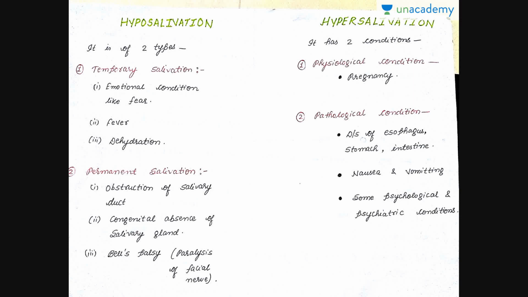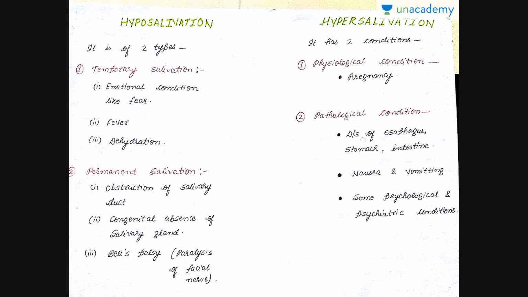First is the physiological condition, and the second one is the pathological condition. The physiological condition, friends, is when the woman is pregnant. So women in the case of pregnancy experience hypersalivation. That is the physiological condition. But what about the pathological condition? This can be the diseases of the esophagus, diseases of the stomach, diseases of the intestine, or in case of nausea and vomiting, or some psychological or psychiatric condition. That is the case of hypersalivation.